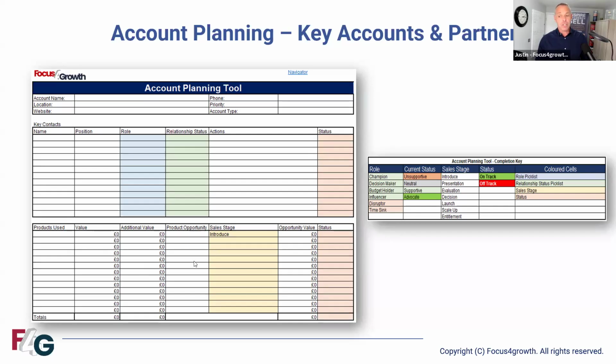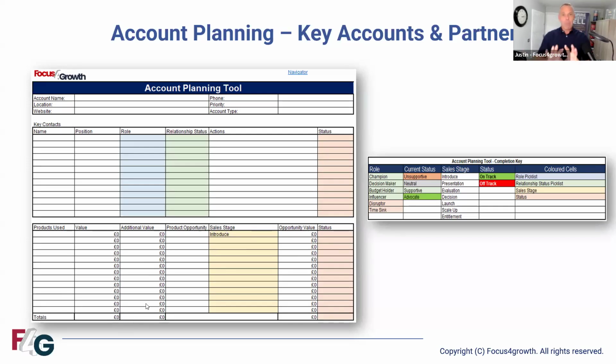You've then got product opportunity. So what are the products, the additional products that they're not using that you think they could? And then what's the sales stage of that product opportunity? And what's the value of that product within that account? And then you've got a status there. Is it on track or off track? And you'll see some sums that are created at the bottom here as well.